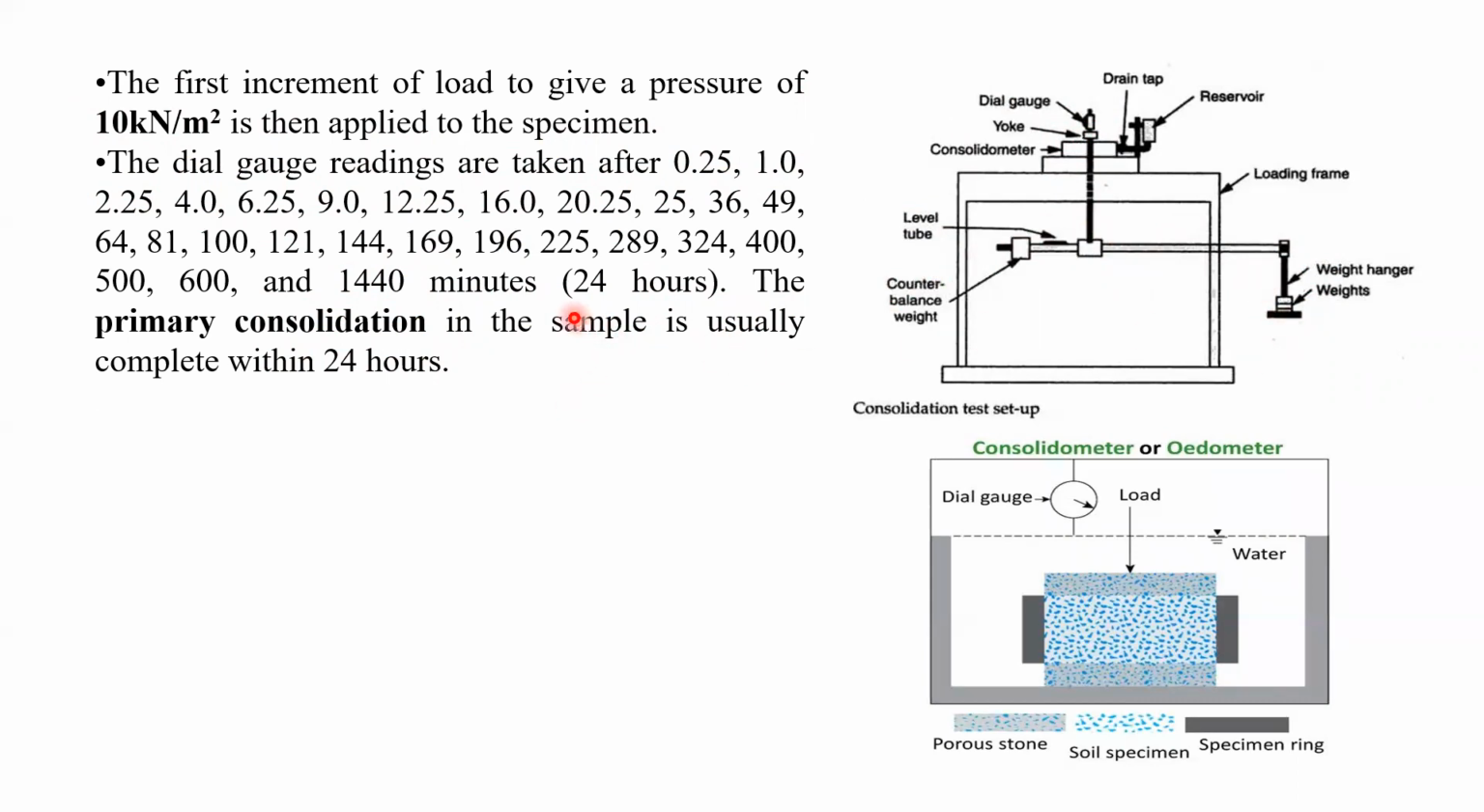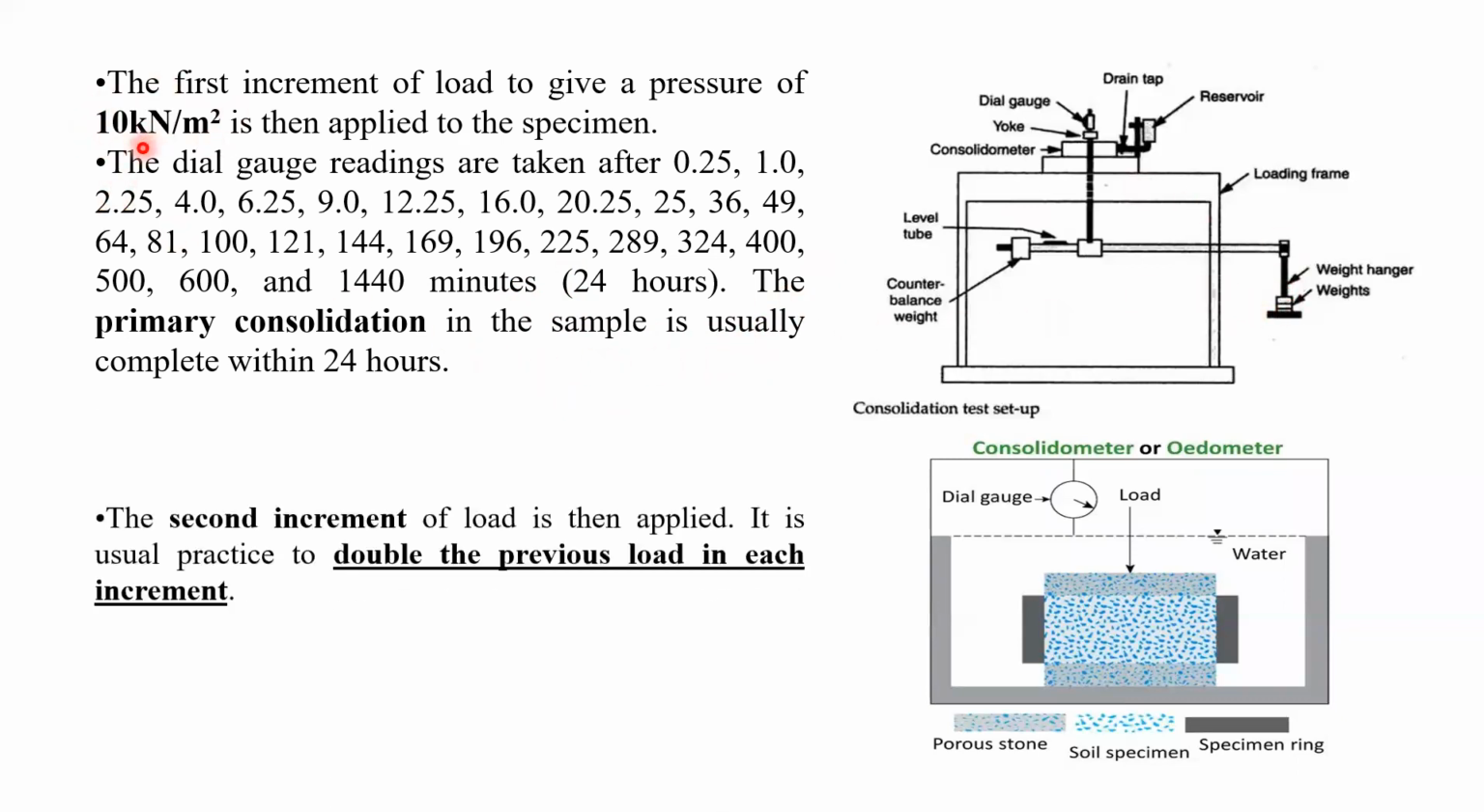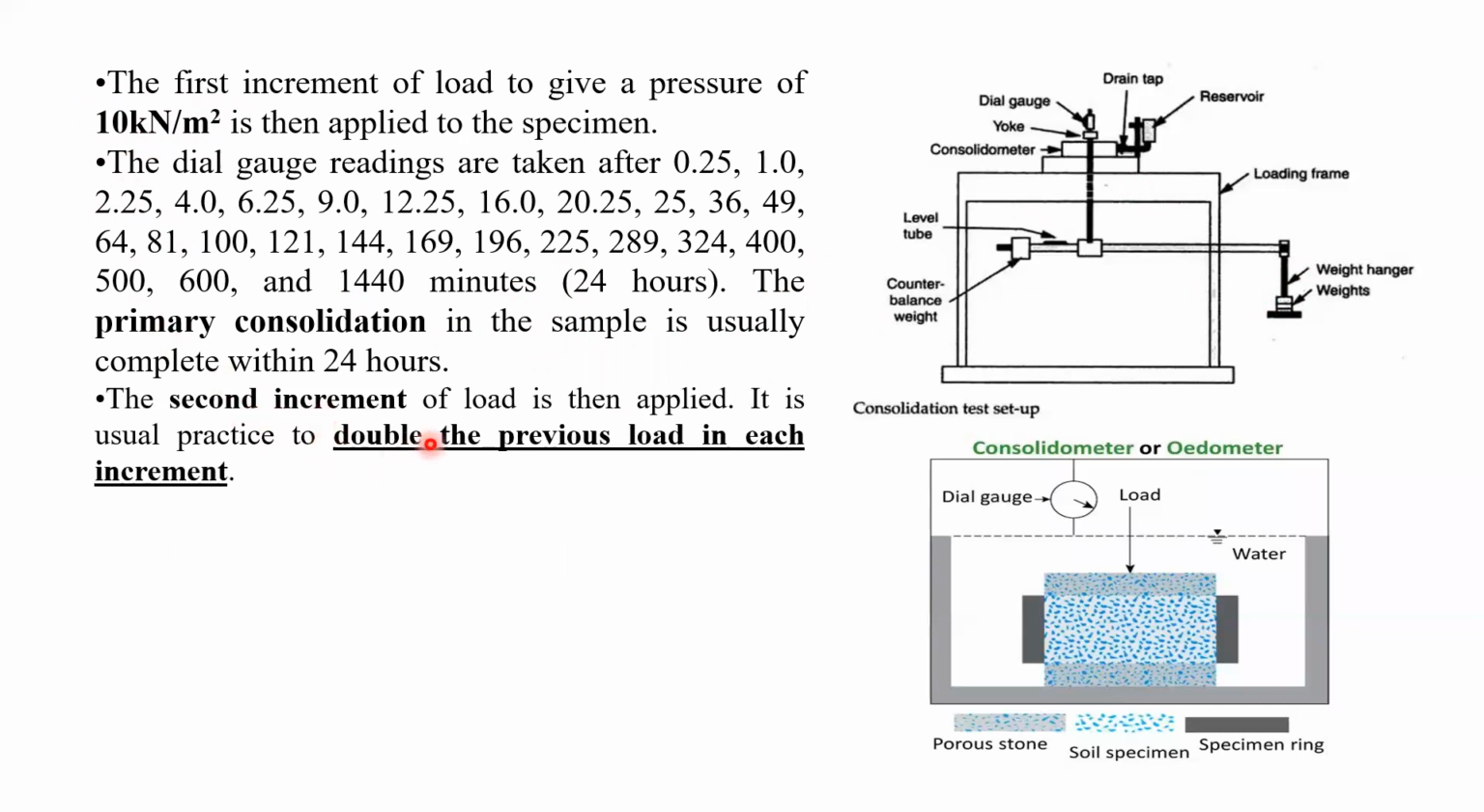Likewise, once this consolidation is complete after 24 hours, we shall double this pressure, right? In the second increment, we shall double the pressure, that means 20 kilonewton per meter square. And again, we shall continue this experiment for the next 24 hours.